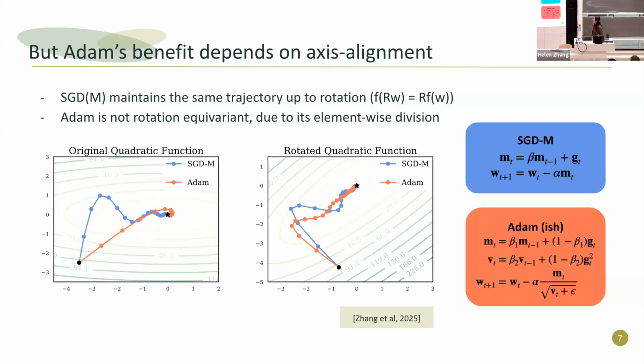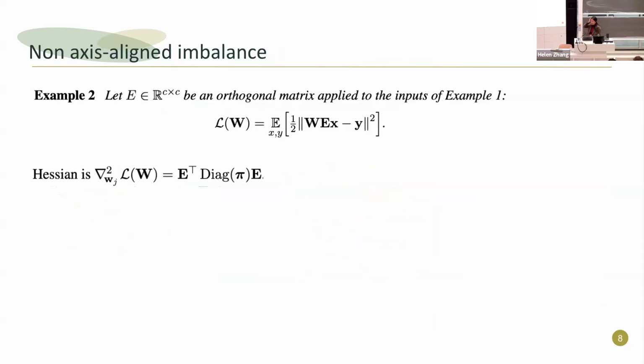And one of the important things to notice is that Adam's benefit depends on the coordinate alignment. What I mean by that is that when you have a function whose conditioning is aligned with the coordinates, then Adam is able to go straight to the minimizer. But if you were to rotate this function, then Adam's trajectory would change and lose its advantage somewhat because of its element-wise division.